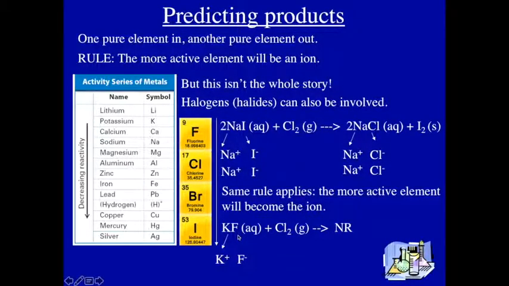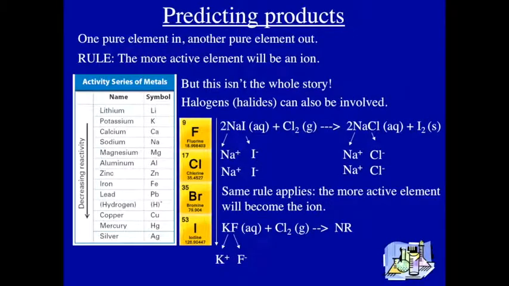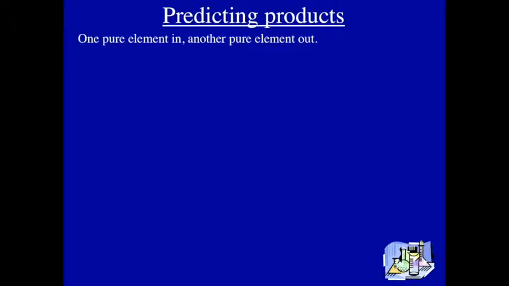But just to be clear, what I have here is potassium ions in a solution. I have fluoride ions in a solution, and this is the more active element, so the ion will remain an ion. So just to remember how we recognize these: one pure element in, one pure element out. The more active element will be an ion.